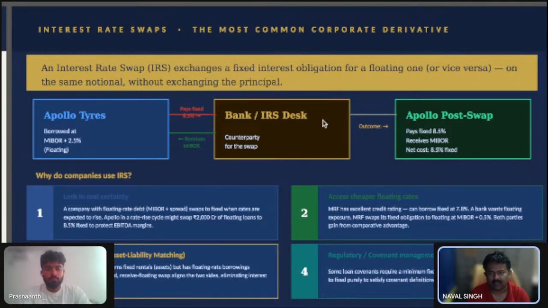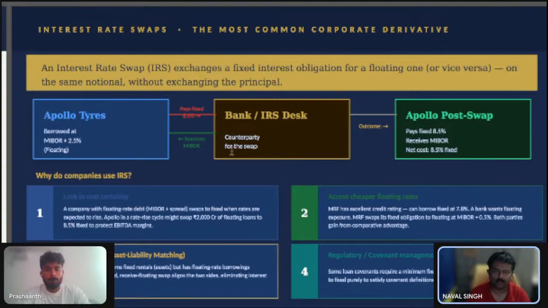What the bank's IRS desks do is a post-swap arrangement. They pay a fixed 8.5%, receive MIBOR, and the net cost is 8.5% fixed. So if MIBOR goes above 6%, you still get it at 8.5%. We will absorb any cost above 6 plus 2.5, which is 8.5. We absorb anything above that.